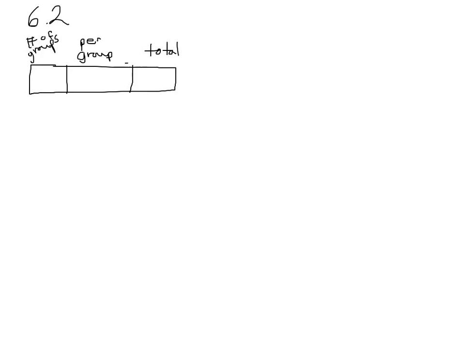Number 1 in class, I'm going to start with number 2. Number 2 says, there are 8 girls on each basketball team. There are 184 girls in the league. How many teams are there?